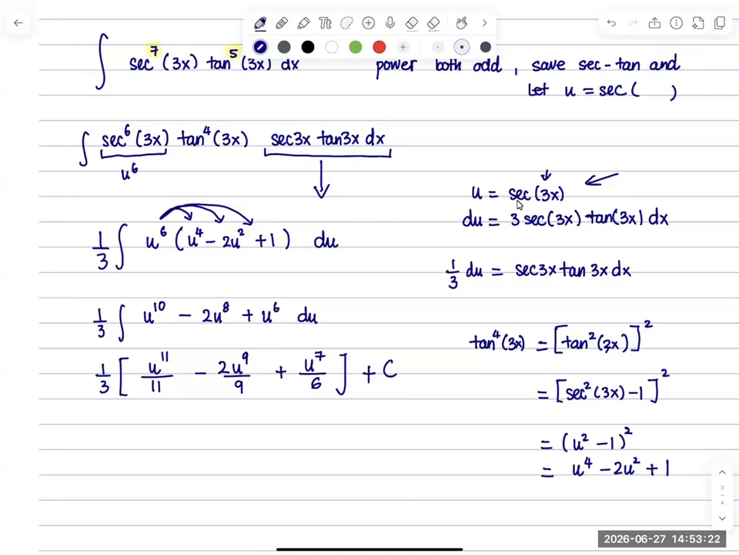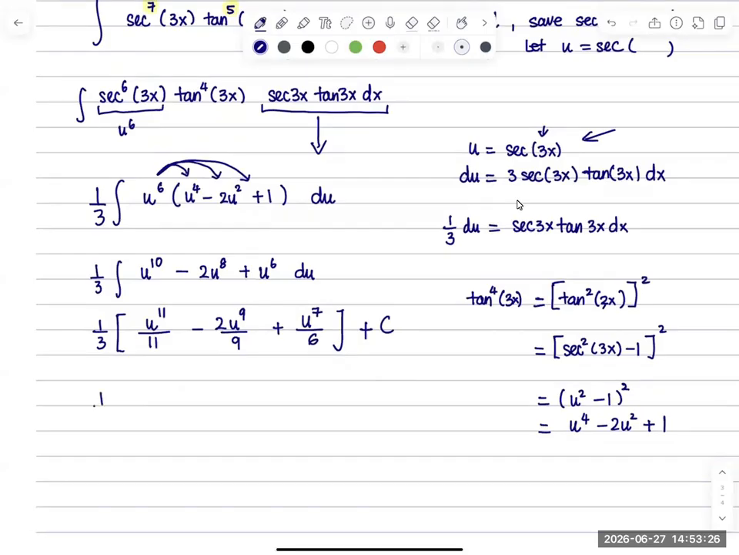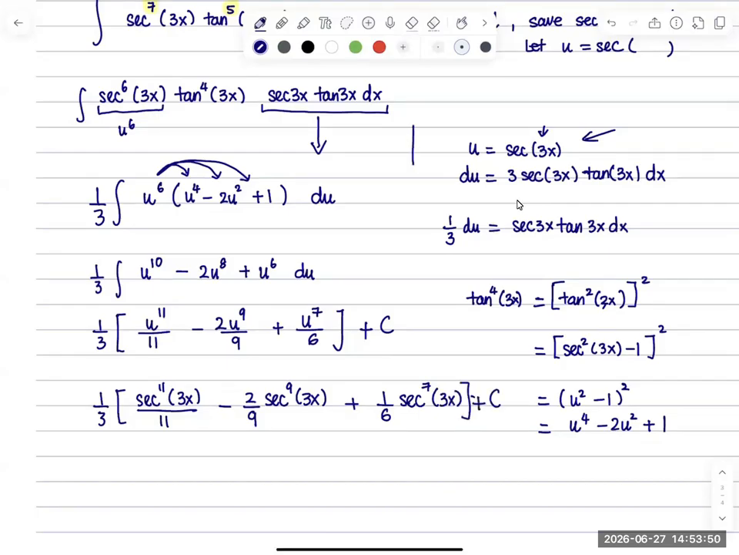Okay, so this is where we've integrated. The last step is to substitute back the secant. So we have 1/3 times secant to the power 11, 3x, over 11, minus 2/9 secant to the power 9, 3x, and then plus 1 over 6 secant to the power 7, 3x, and then plus c. Okay, so this is going to be the final answer.